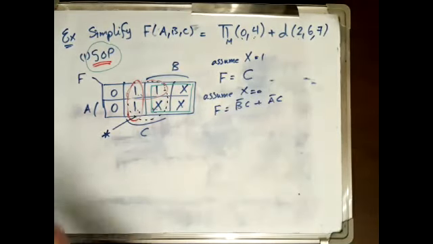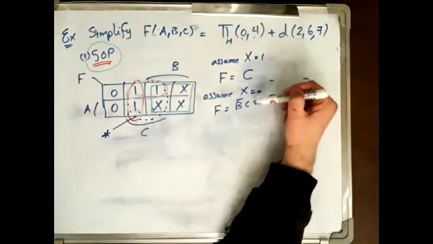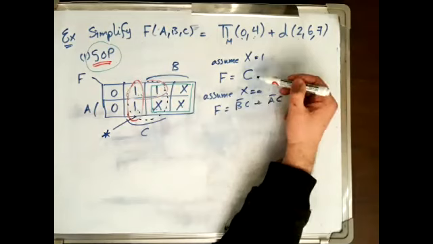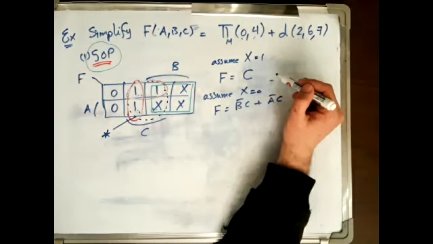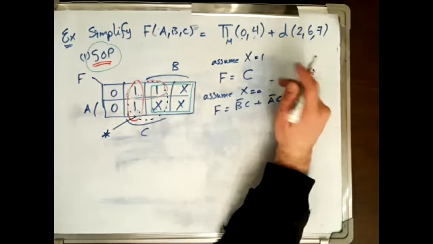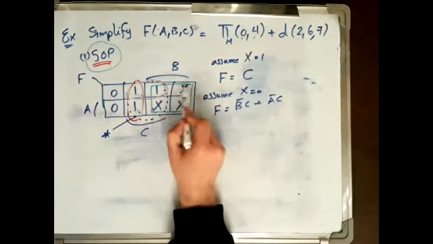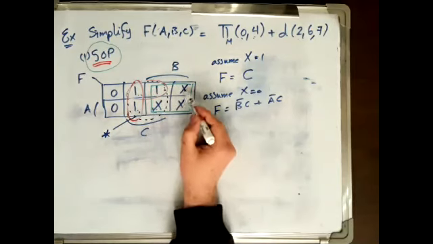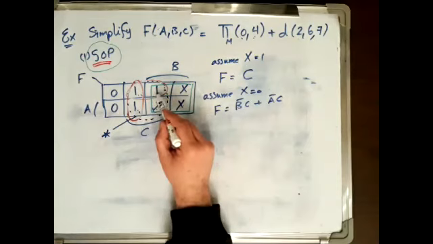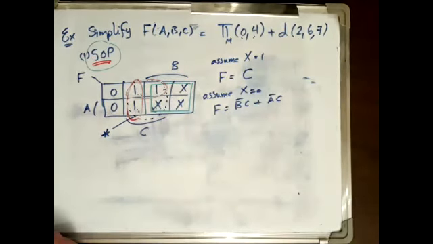So note how the assumption of X changed the size of the expression, or the cost of the expression. And the other thing to keep in mind is that we did not have to cover or include this prime implicant in our expression because it only contains X's and a single one that was already covered by the black prime implicant.